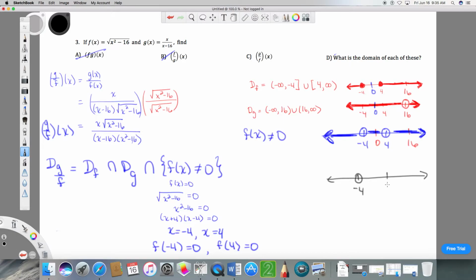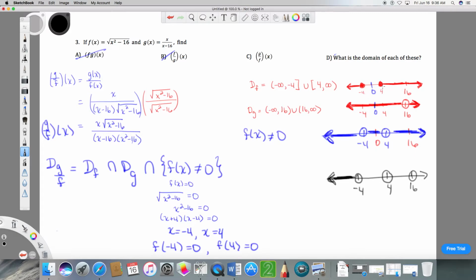I'm going to jump over here to 4. 4 is shaded in the first two, but is not shaded in this one. Therefore, it's not shaded in my intersection. You have to be in this set and in this set and in this set to be in the intersection. And we see that 16 is not in this set, so therefore it's not in the intersection. Well, what about all these values to the left of -4? To the left of -4, they're in all three sets, so they are in our intersection.